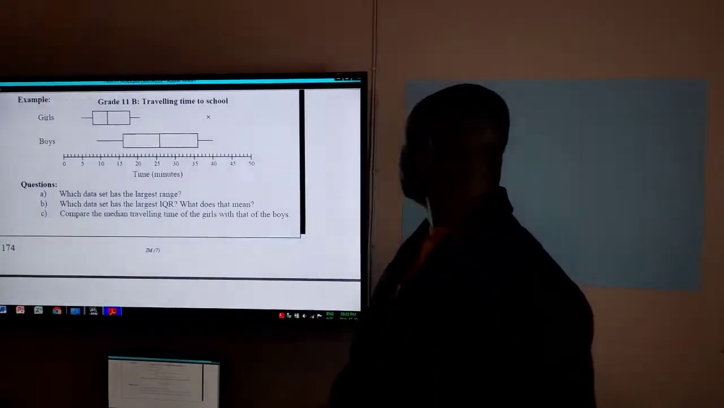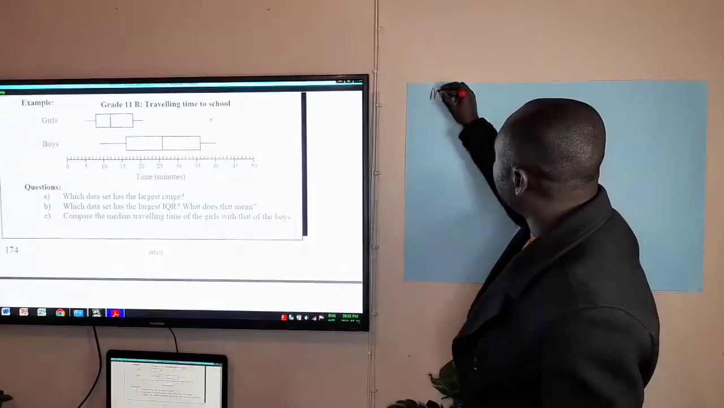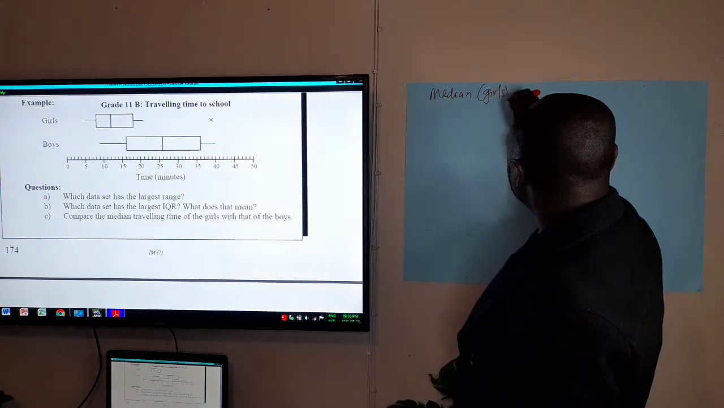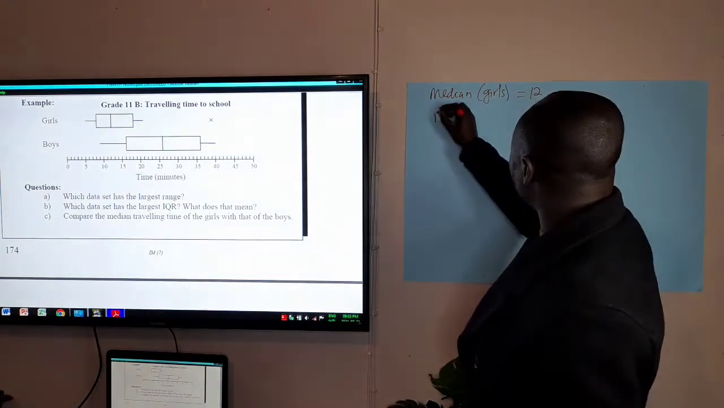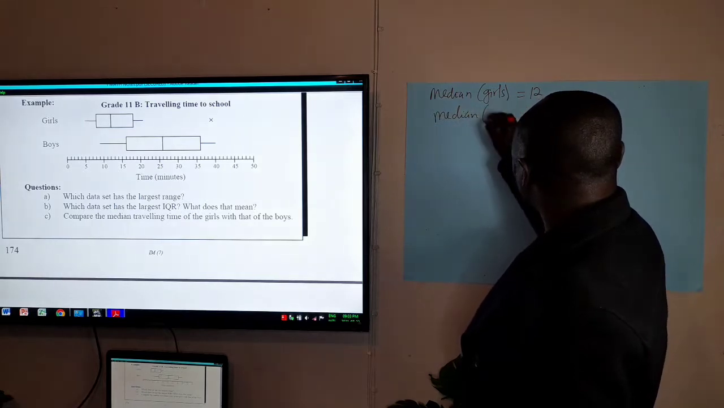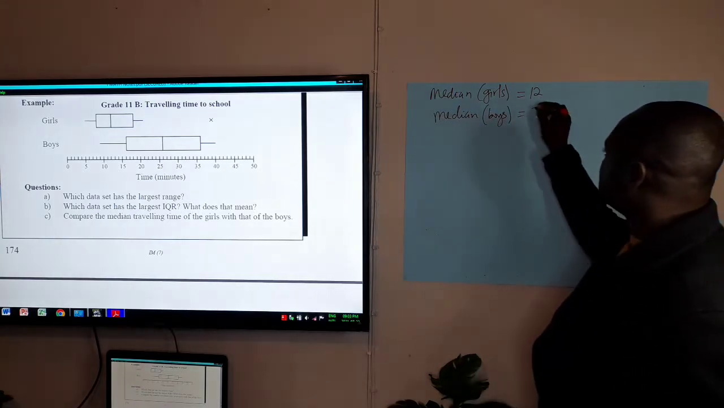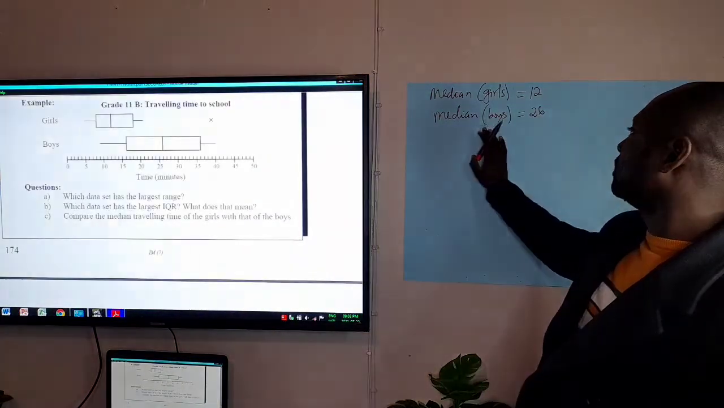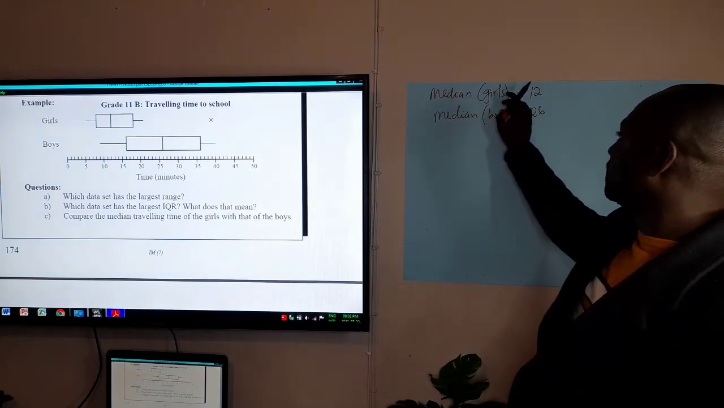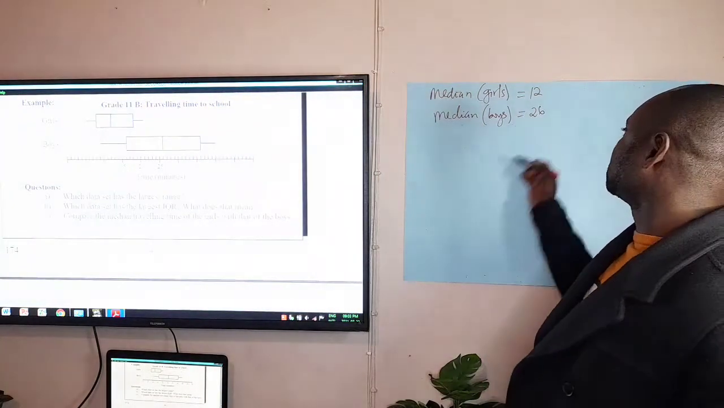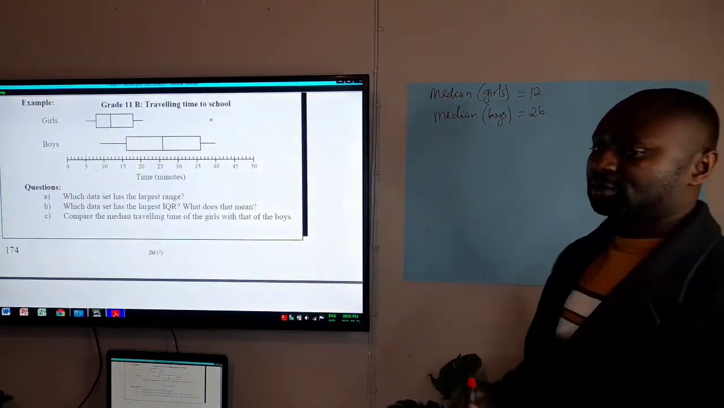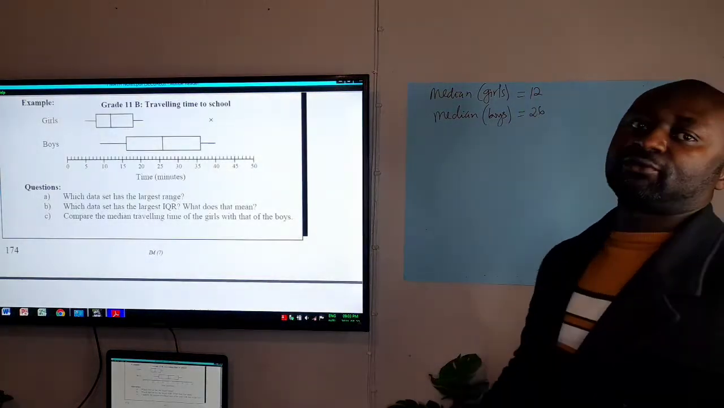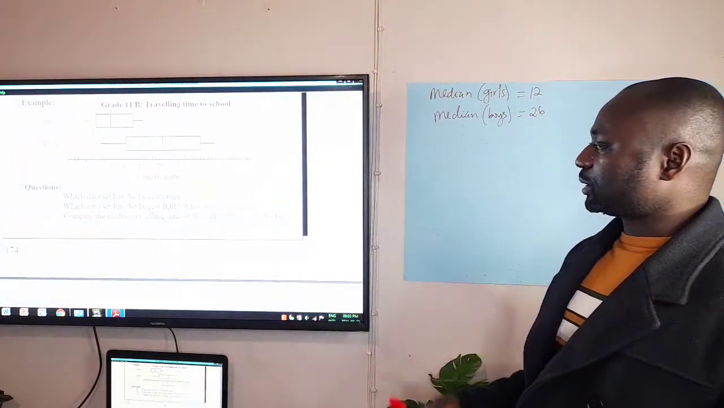The median of the girls was 12, and the median for the boys was 26. So now you can compare. Median in terms of girls was 12, and the median in terms of boys was 26. So when you are comparing, you can see that the boys have got a bigger median than the girls. I think it's more than twice that of the girls. So that is what you can see.